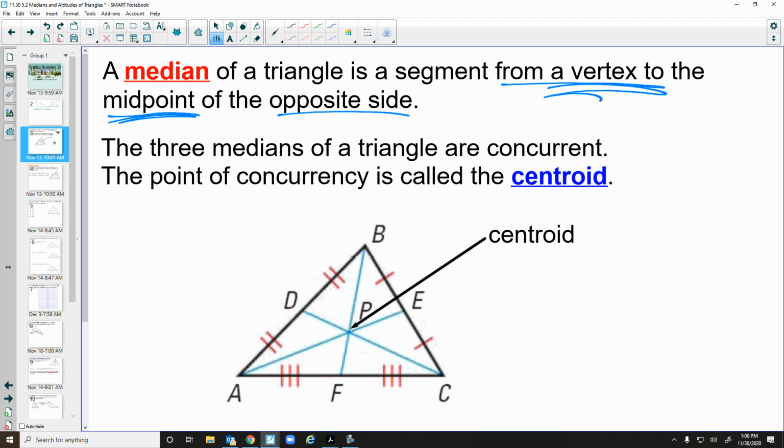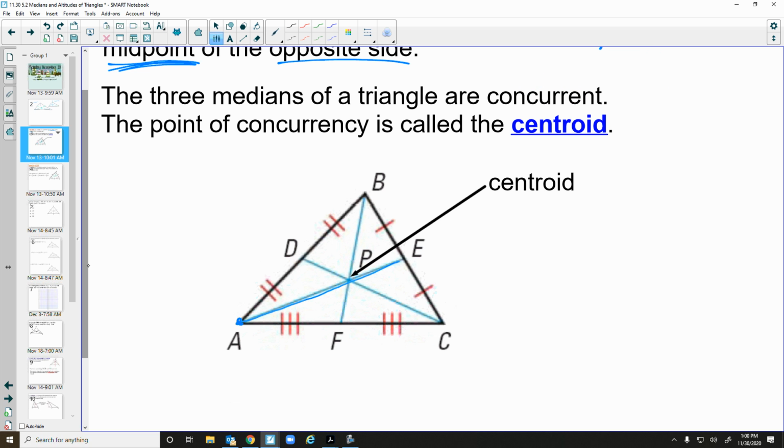How the median is different. This segment all the way from A to E is one continuous line. So this one, it is really only 3 lines. And then your centroid is where those 3 lines cross.